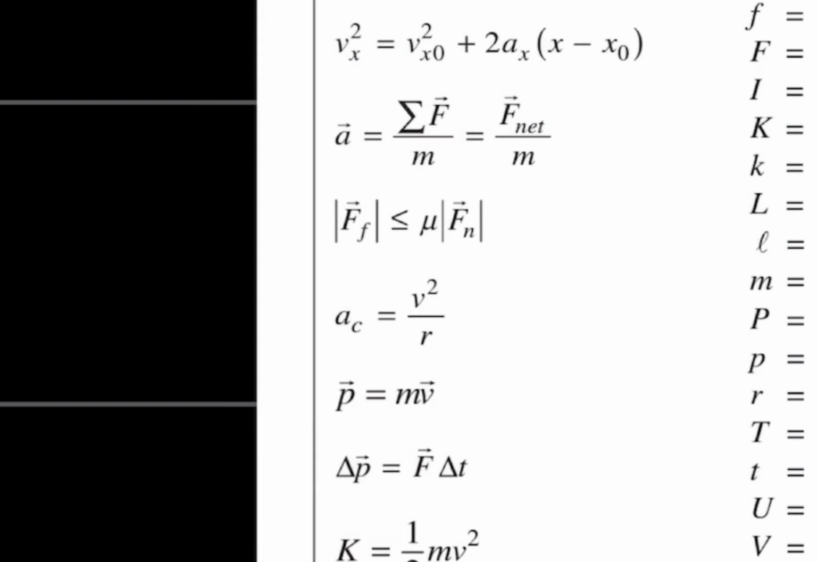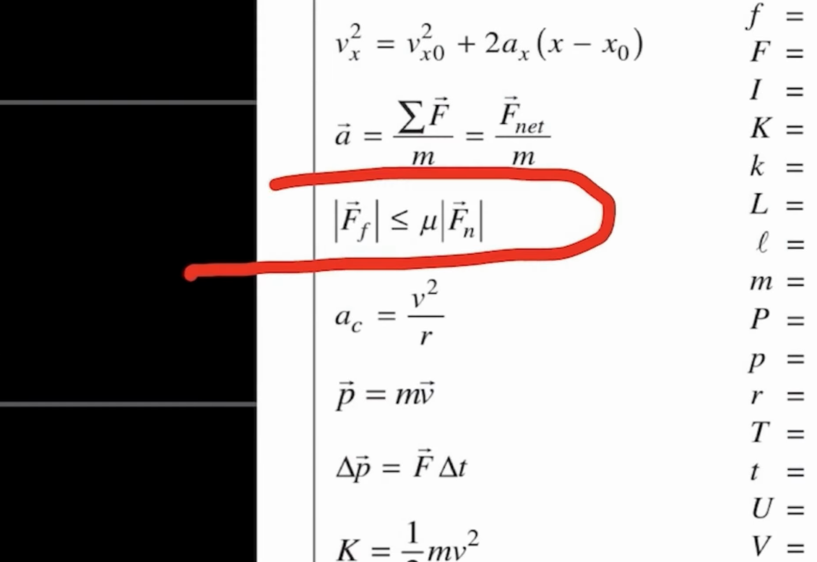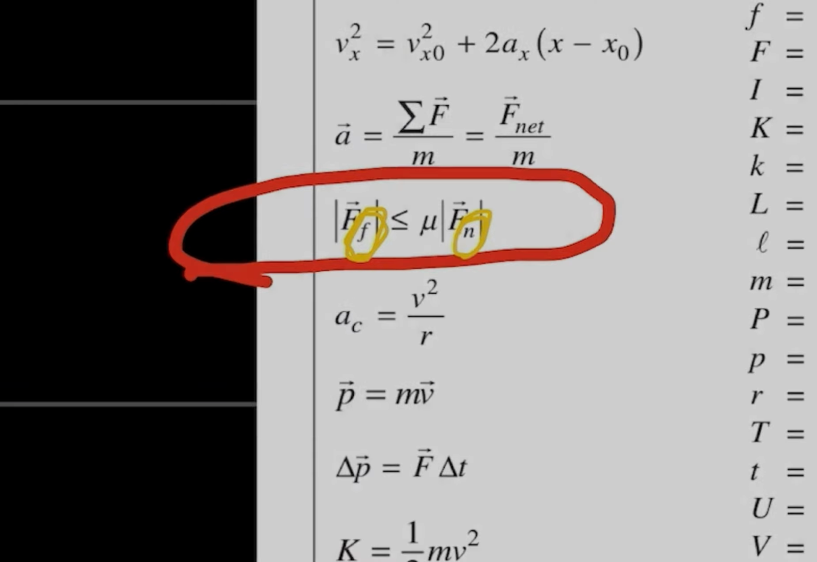Now let's look at a couple of the pertinent equations on the page of equations that you are given at the beginning of the AP Physics exam. This one right here: the friction force is less than or equal to the coefficient of friction times the normal force. So they're saying that this is the friction force and this is the normal force.